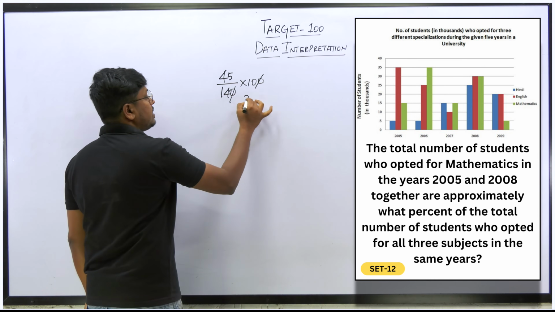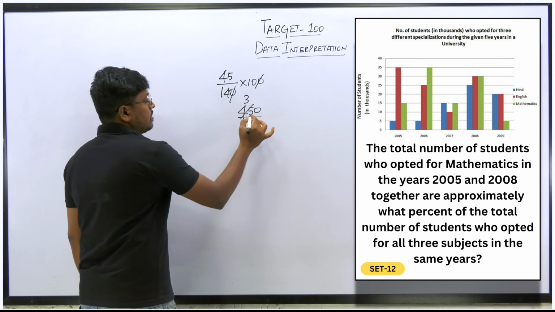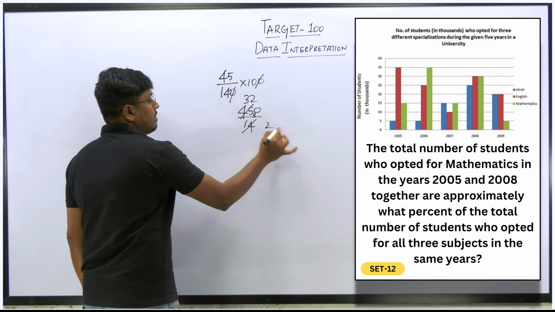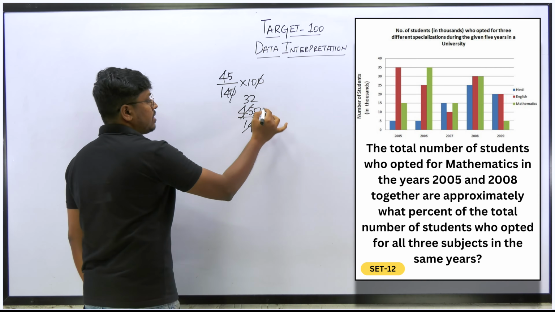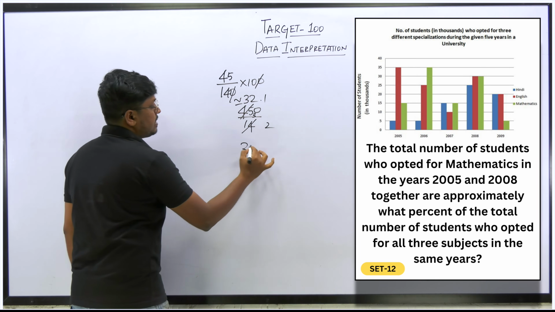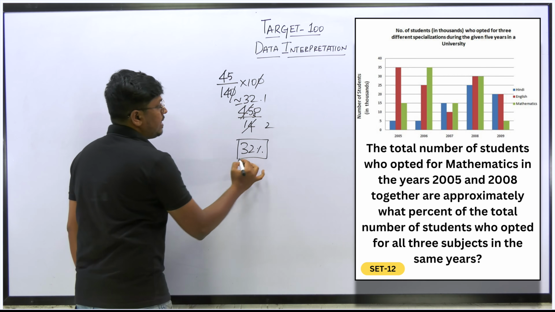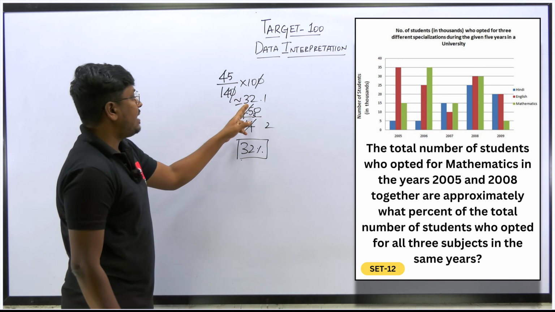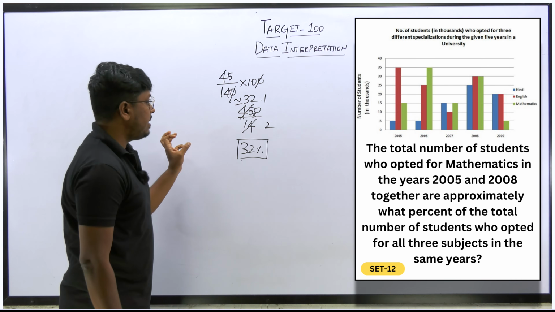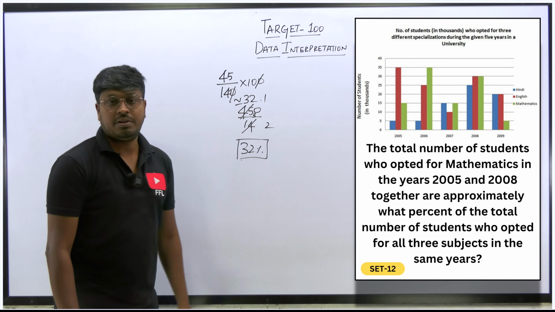So 14 3s are 42, so remaining will be 30. 14 2s are 28, so remaining will be 2. Again, 1 14 is 14. Approximately we can say 32%, because while dividing, we are getting in the range of 32 point something. So we can say that approximately the answer will be 32% for the question.